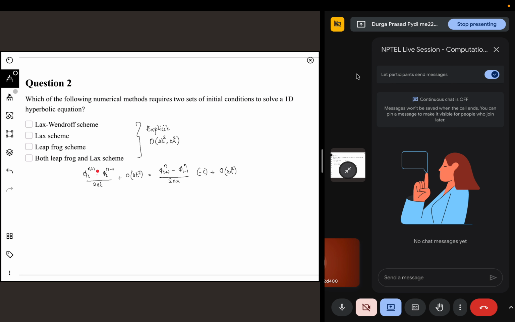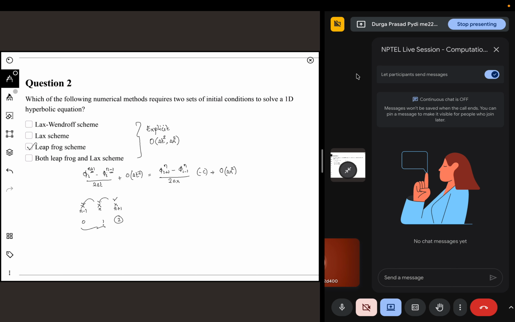So when we were using something like this, we would require n plus 1 and n minus 1. So instead of the previous step, we need to know the previous to previous step. Instead of this, we are actually going one more step behind. So if I were at 0, 1, and 2, I cannot directly solve for 1. I require at least 2 initial conditions to solve for the second step. So we require 2 initial conditions for this particular scheme.